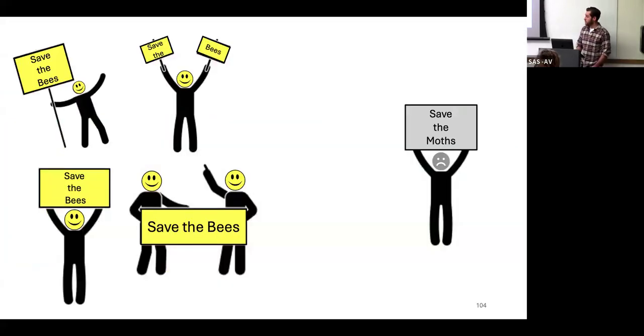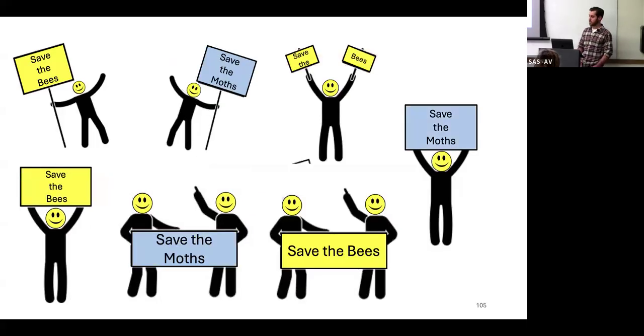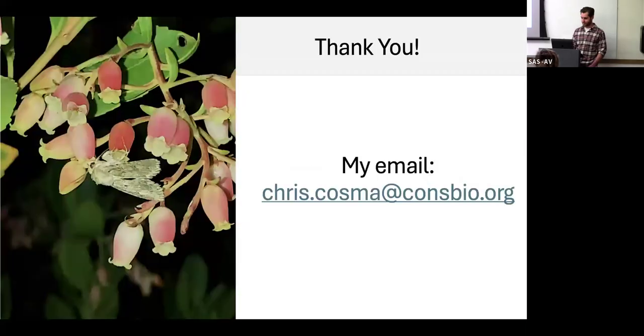All right, so wrapping this talk up, I hope that I gave you a little bit more of an appreciation for moths and their importance in our ecosystems as pollinators, as food for other wildlife, and some of the things that we can do to help protect them. Although we don't see a lot of attention on moths compared to bees, I hope that soon we will see as much momentum to save the moths as we do to save the bees.